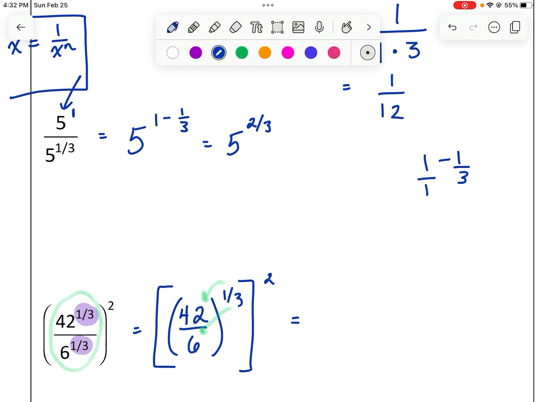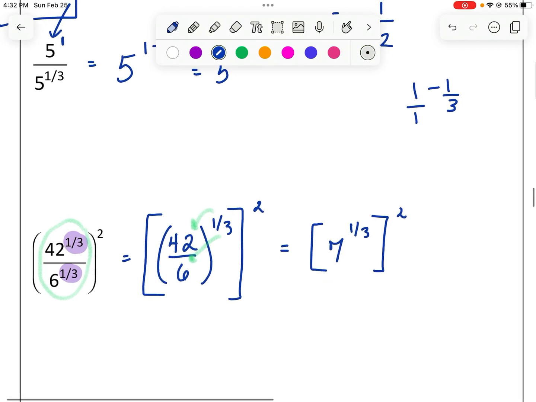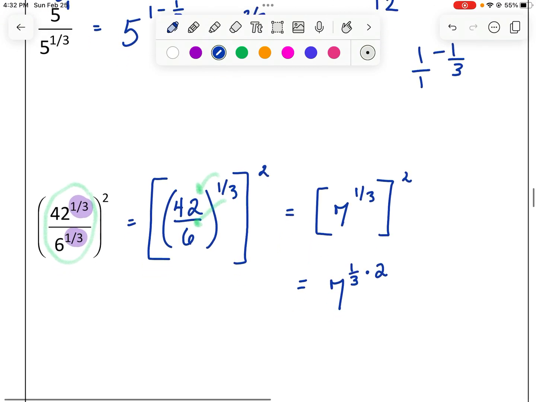So now I can simplify. 42 divided by 6 is 7 to the 1/3 to the second power. And then when I have a power to a power, I'm multiplying 7 to the 1/3 times 2. And so here I end up with 7 to the 2/3 power.